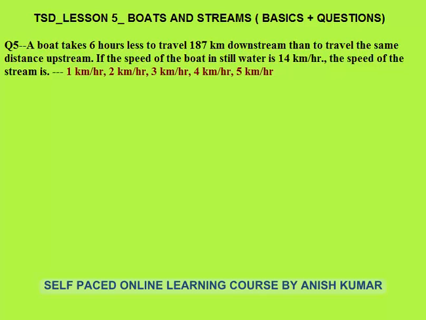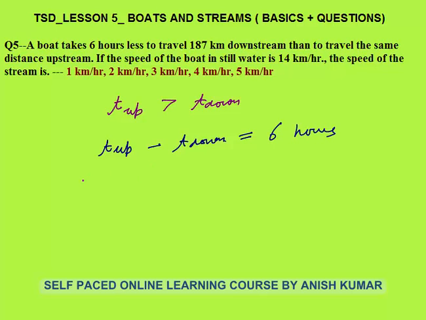Question 5 is, a boat takes 6 hours less to travel 187 km downstream than to travel the same distance upstream. Now by common sense, time upstream would be more than time downstream, because downstream speed is more, we will travel faster, time will be less. The gap between time upstream and time downstream is 6 hours. So time upstream minus time downstream, this gap is given to us as 6 hours.